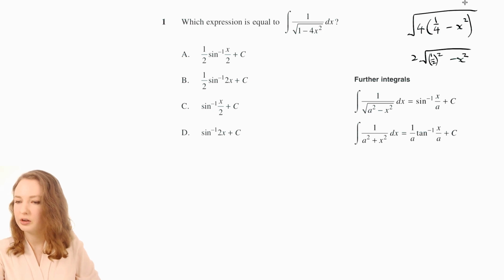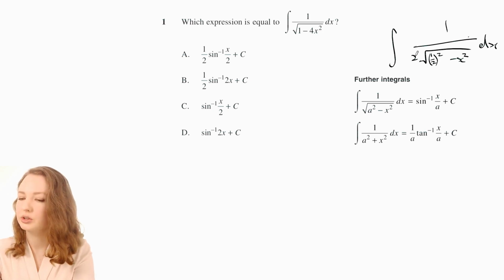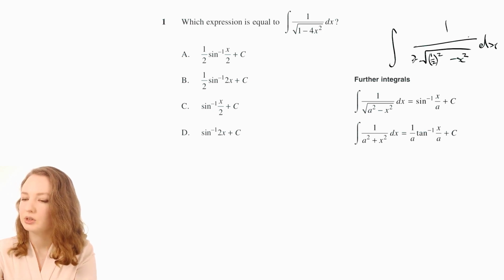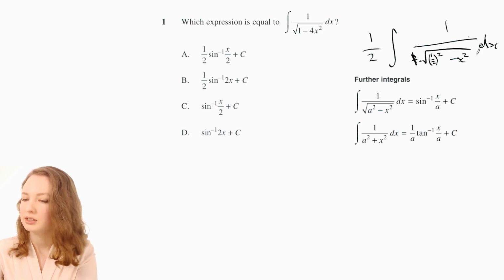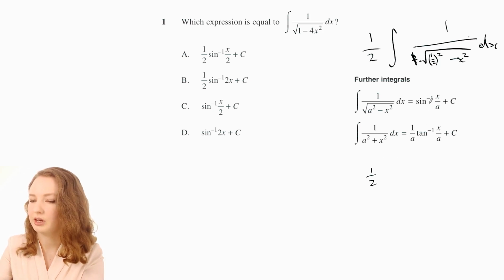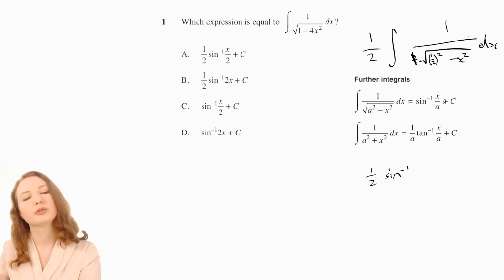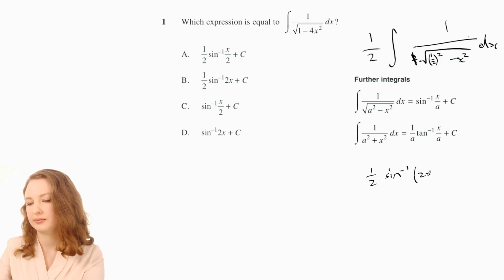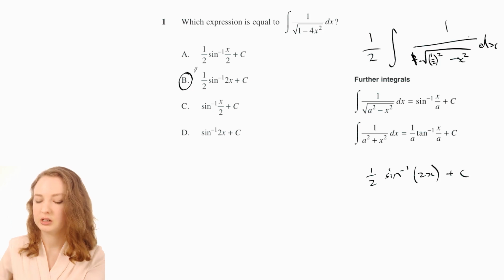So we've got 1 on that. And then you've got this 1 over 2 that you can pull out the front. And now it's in that form, so you can say that it's going to be half times arcsine of x over a, where a is a half. So x over a half is 2x. And that gives you b.